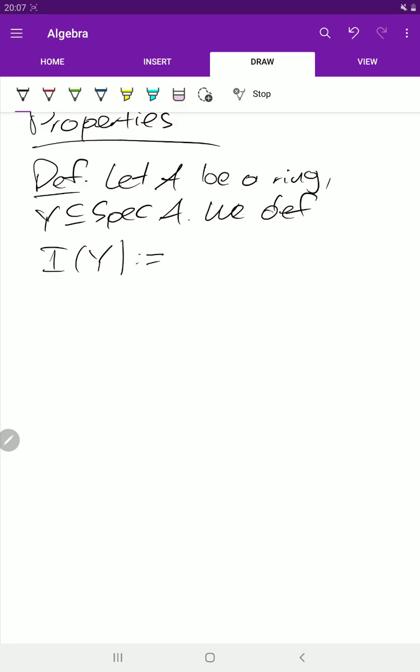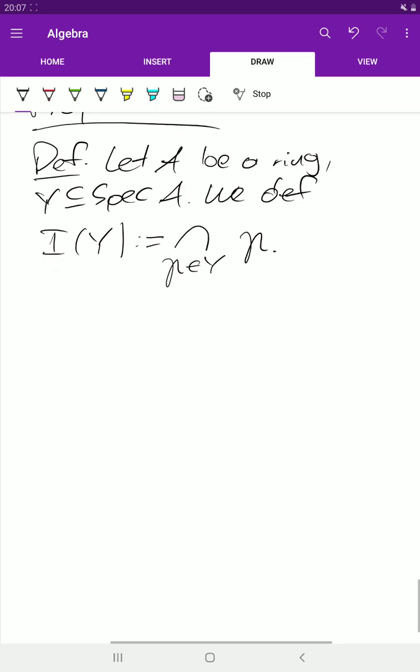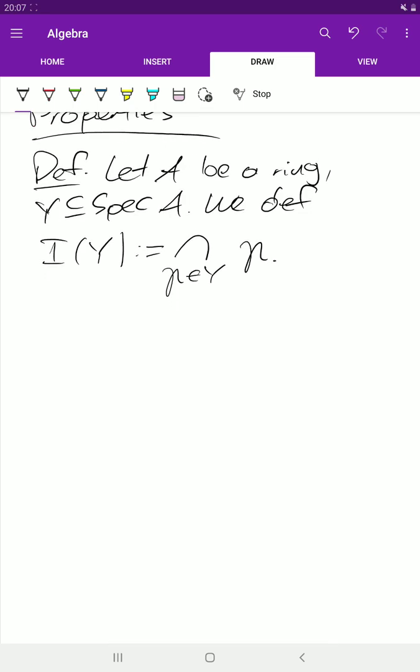So you might know an analogue of this from classical algebraic geometry, but if you don't know it, that's okay. You'll see it now in the modern setting. So that's our first definition. It's just the intersection of all the prime ideals contained in Y, and then we take the intersection over these prime ideals. Now let's make a second definition.